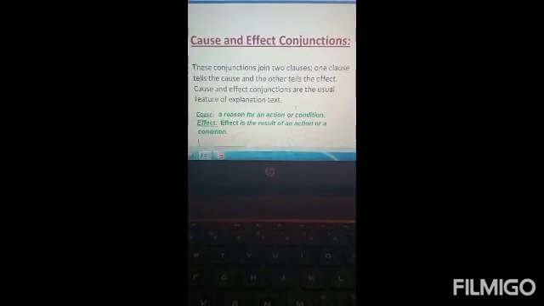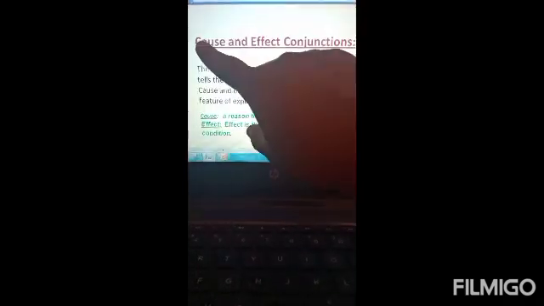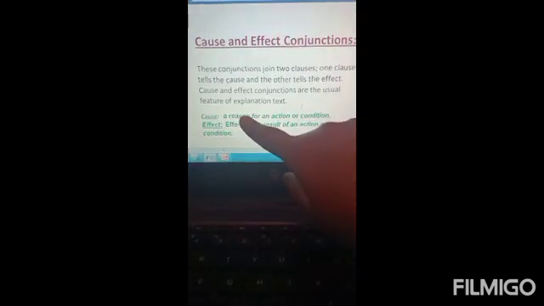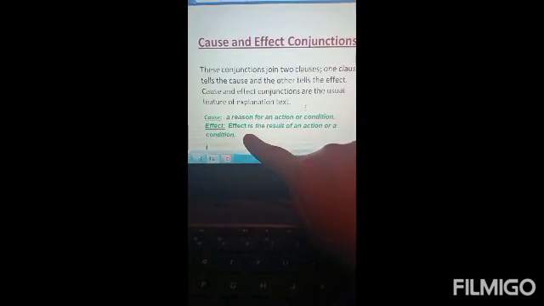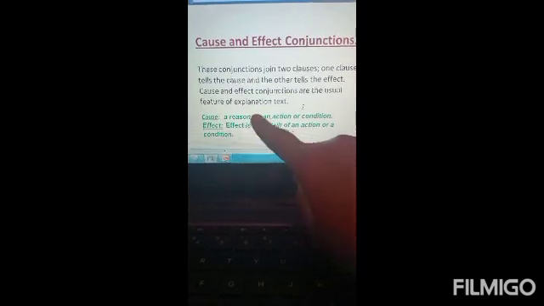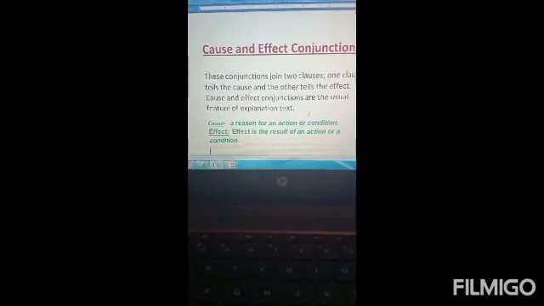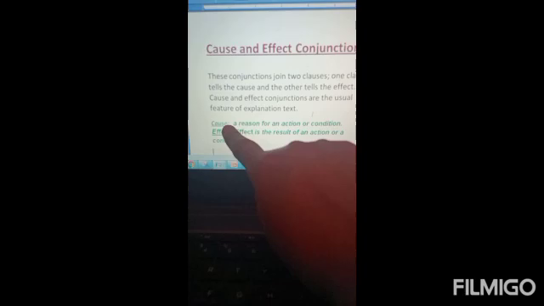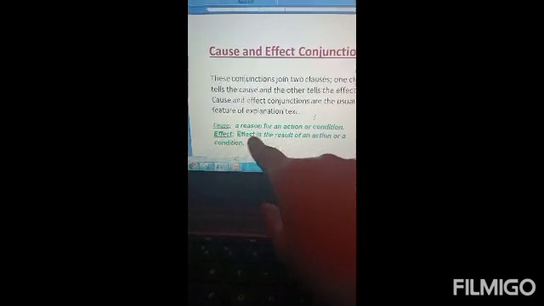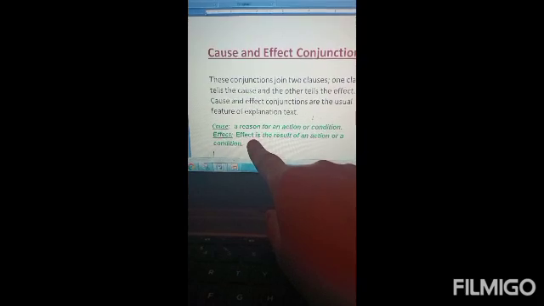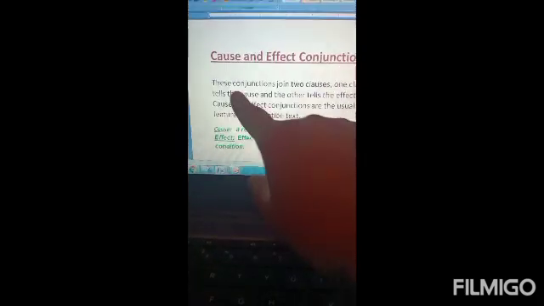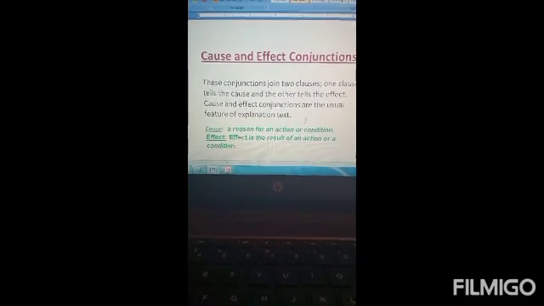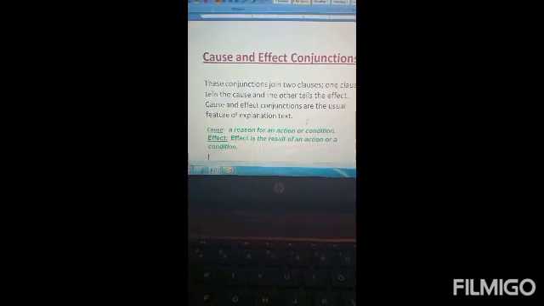Today's lesson, children, we will continue talking about cause and effect conjunctions. Cause means reason. Effect means the result. Okay? So a word which joins two sentences or two clauses. One clause talks about the cause, which is the reason, and the other clause talks about the result, the effect. Okay, and the word which joins these two clauses is known as cause and effect conjunctions. Okay, let's try to understand this with the following examples.